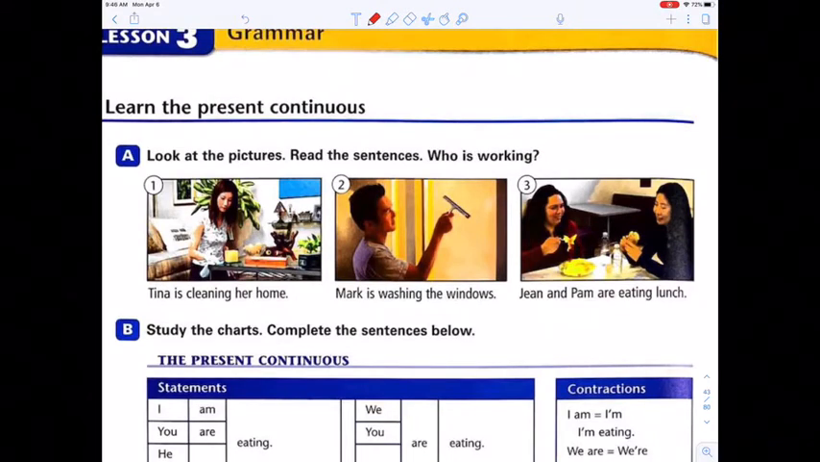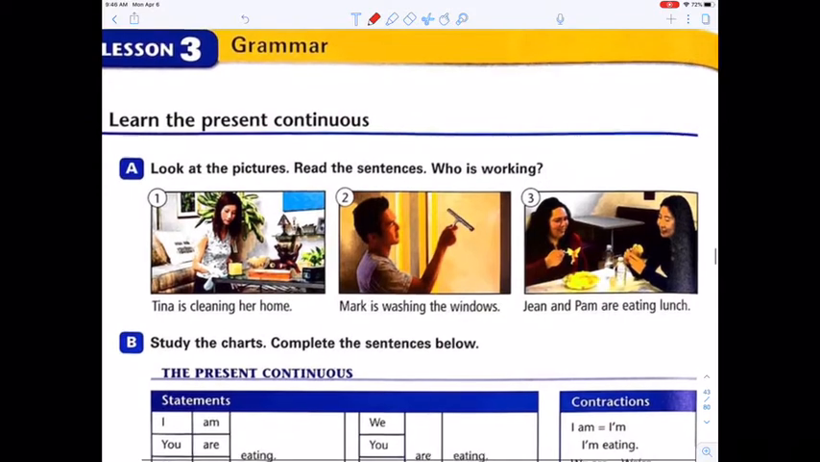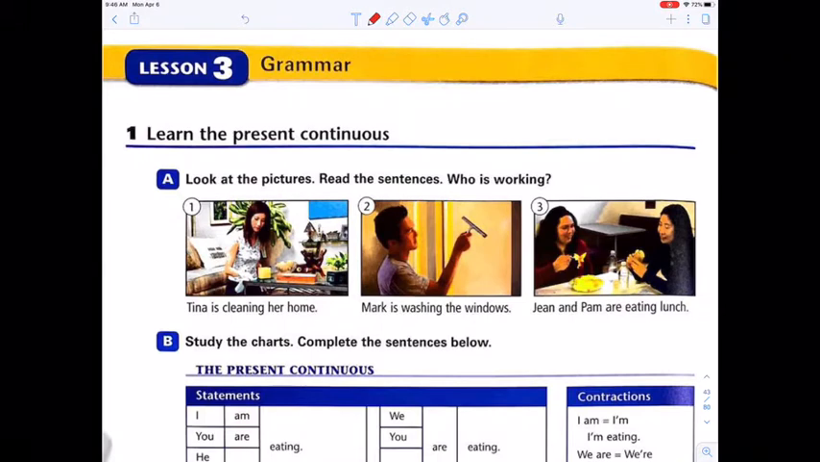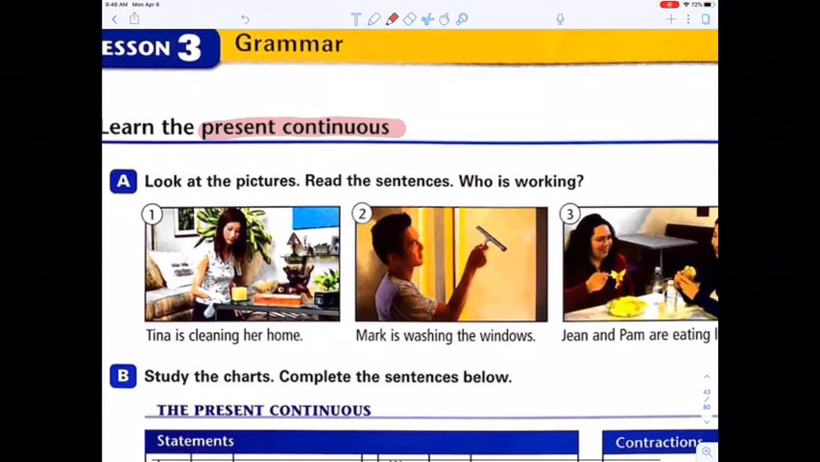Good morning. Today we will study some grammar. Last week we learned a little bit about the present continuous. The present continuous grammar. So let's read some examples of the present continuous grammar.